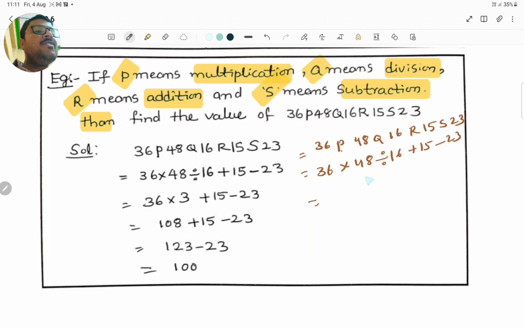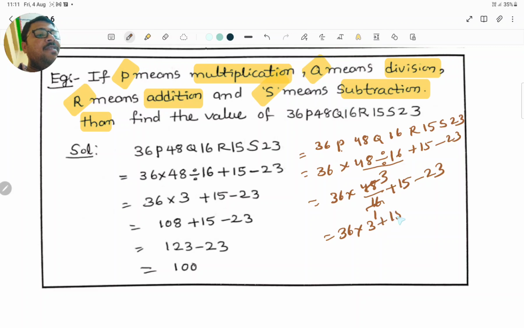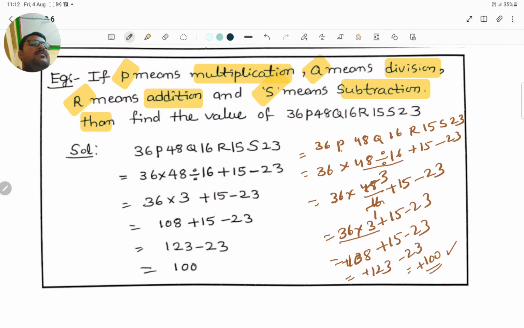This is the question. Now first I am applying division, because brackets and of are not there. 36 into 48 divided by 16 plus 15 minus 23 as it is. 48 divided by 16 is 3. Next is the multiplication, 36 into 3 is 108, plus 15 minus 23. Both plus and minus are there, so addition: 108 plus 15 is 123, minus 23, we will get 100 as the answer. Okay, simple.